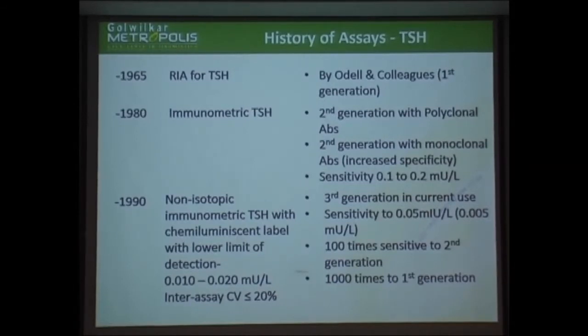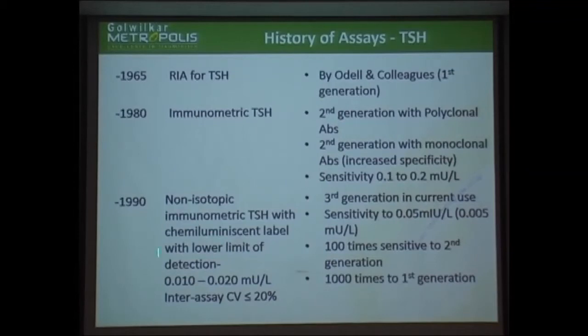Just to give you a history of how these assays developed, I'm taking TSH as an example, but similar generations have developed for other tests as well. We started around 1965 measuring the thyroid hormones by radioimmunoassay techniques. These were the first generation techniques developed by Odell and colleagues. Then came the second generation immunometric TSH assays around 1980. Initially they used polyclonal antibodies, then they started using monoclonal antibodies.